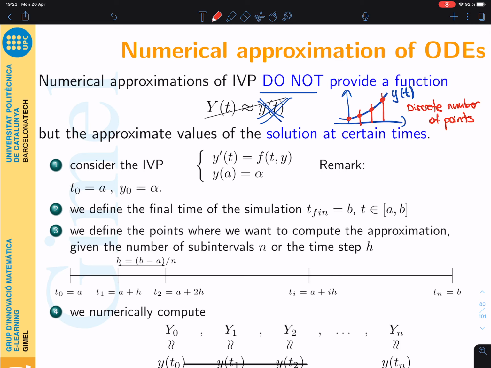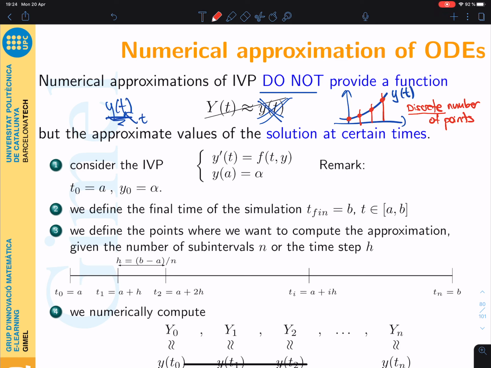We move from an infinite dimension problem. Remember, when I want to find y(t), I want to find y at any possible value of t in the real numbers. This has an infinite number of unknowns. However, in the numeric approach, I'm discretizing it, and the number of unknowns may be 4 or 10 or 1,000 or 1 million, but it's finite. That's very important. That's the idea behind numerical approximation.